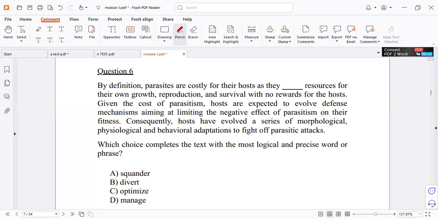Sir, manage, D. Letter D, no. Oh my God. The same job: subject, verb, object. They, what does "they" refer to? Parasites, super sites. Yeah. Manage resources for their own growth.